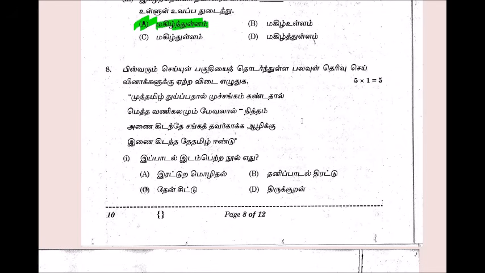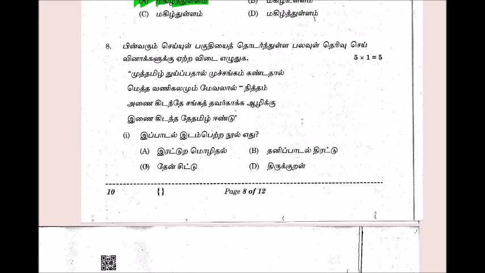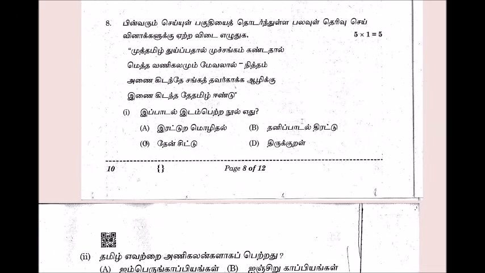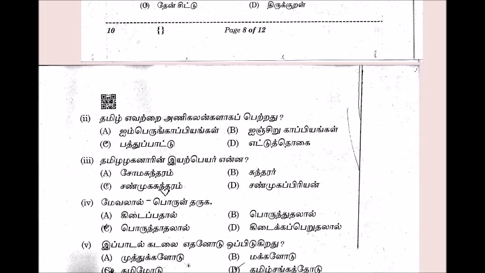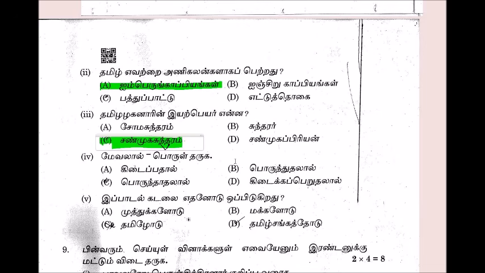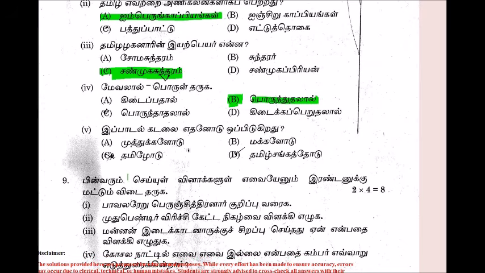In the eighth question, the first question answer is option A. And the second question answer is also A. And the third question answer is C. And the fourth question, the answer is B. And the fifth question answer is C.